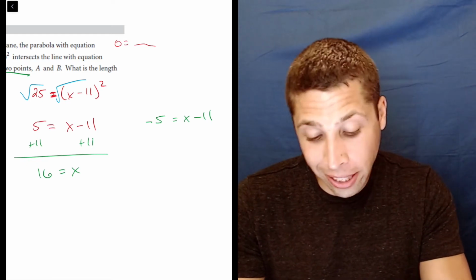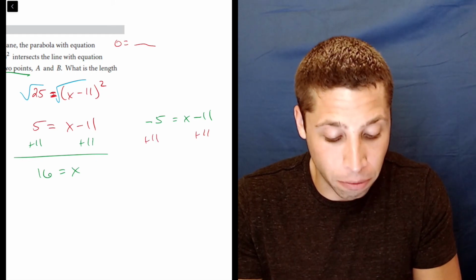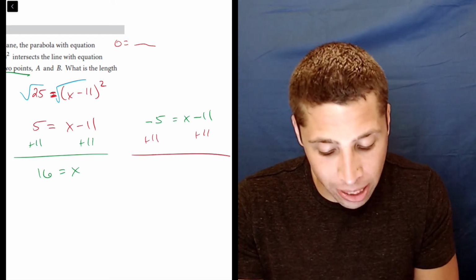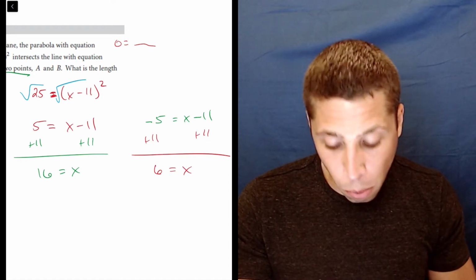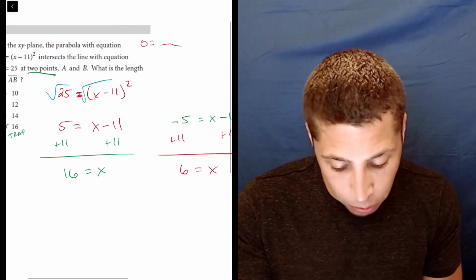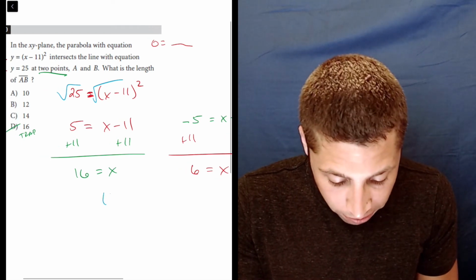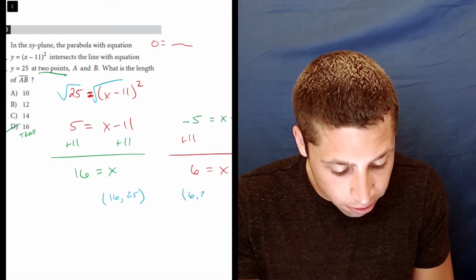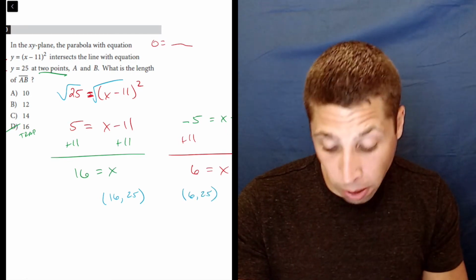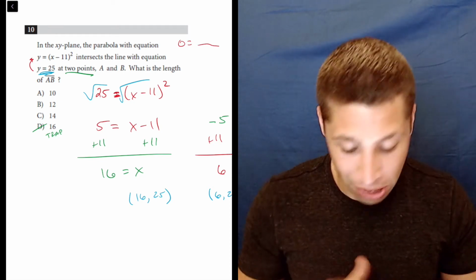That's annoying. It's just not something we're used to, and so we're going to add 11 like we did before, but now we get a different number. Now we get that 6 is equal to x. And there are our points. So just to be clear, the 2 points that we have for this equation are (16, 25) and (6, 25). I know the y-coordinate because that's what they told me originally. The y-coordinate has to be 25. That was just the rules.